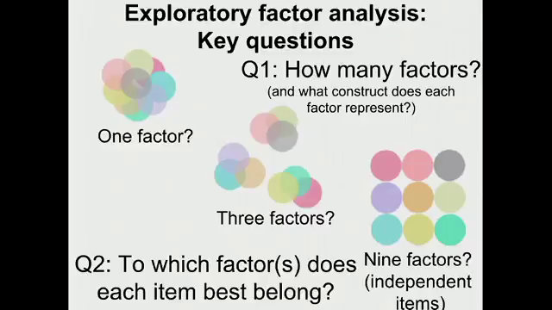And then the second question, once we answer how many factors, is to which factor does each item best belong? So is being gloomy about neuroticism, or is it about psychoticism, or is it about extroversion? We need to be able to answer that for each of the items.